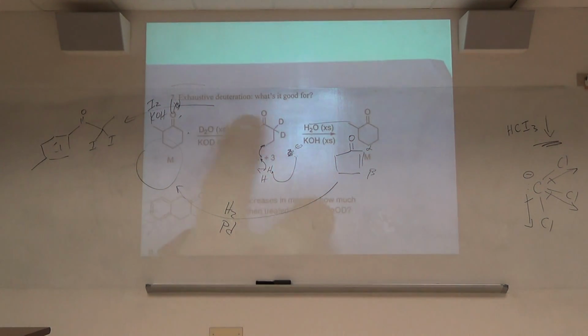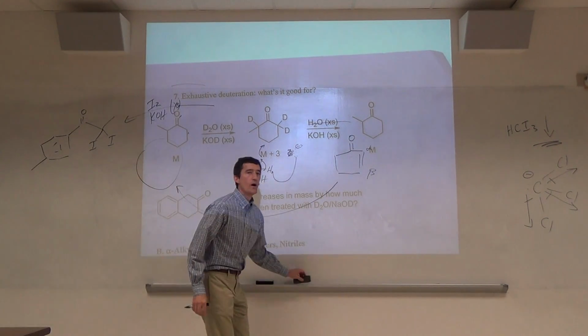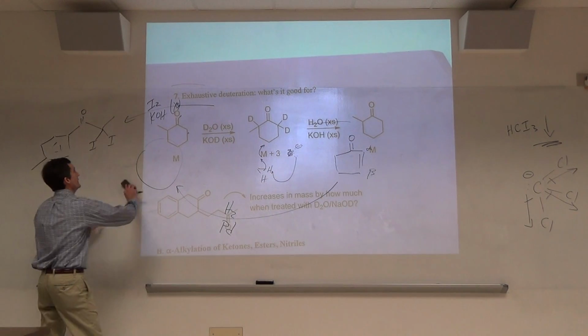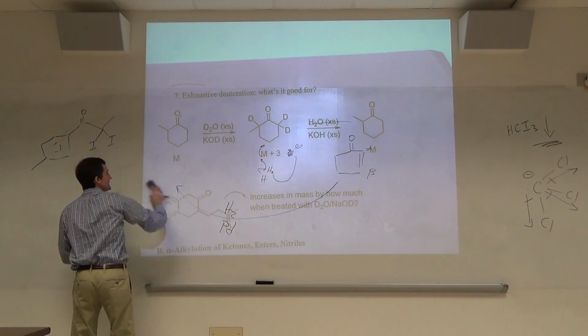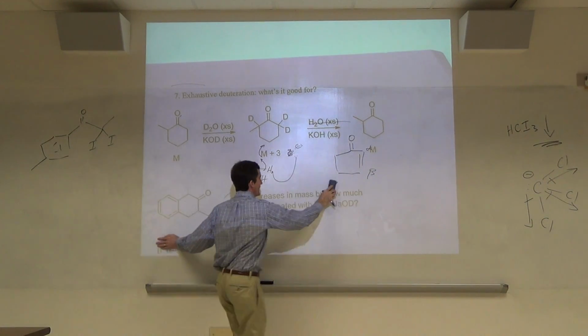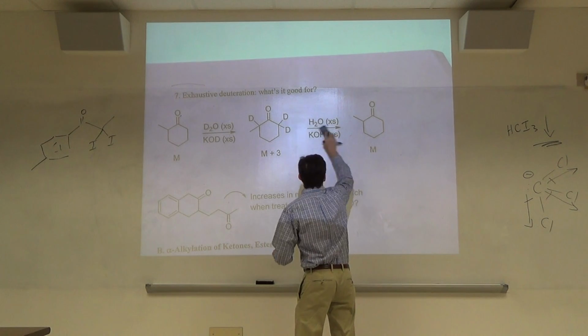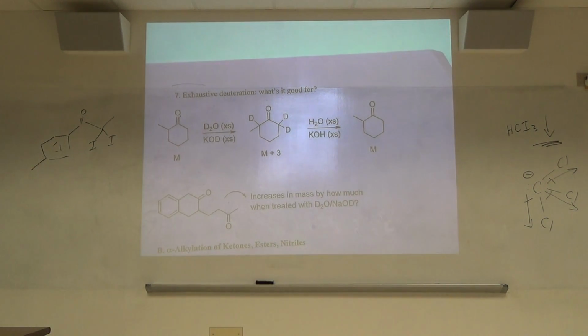Exhaustive deuteration. What's it good for? Just like halogenation, we can exhaustively deuterate. What is deuteration? Well, apparently we're putting in deuterium, just like chlorination is putting chlorine on something. Where does deuterium come from? Well, it could come from D2, which is an isotope of H2.